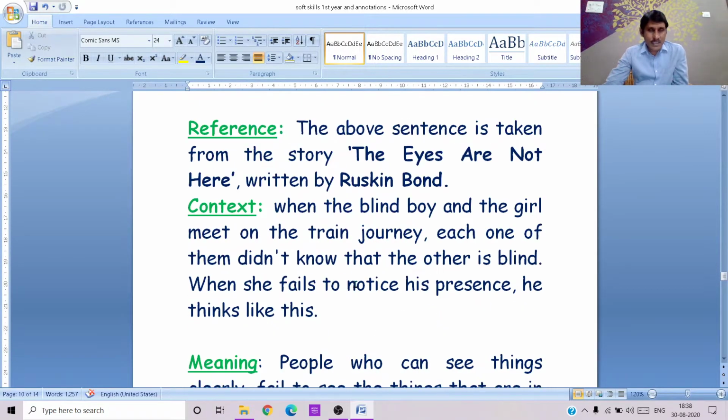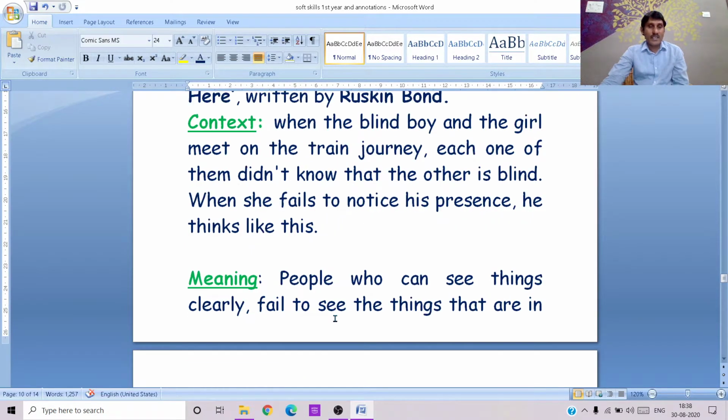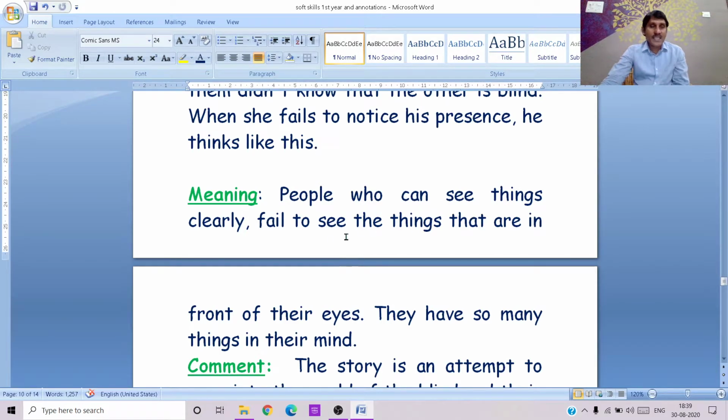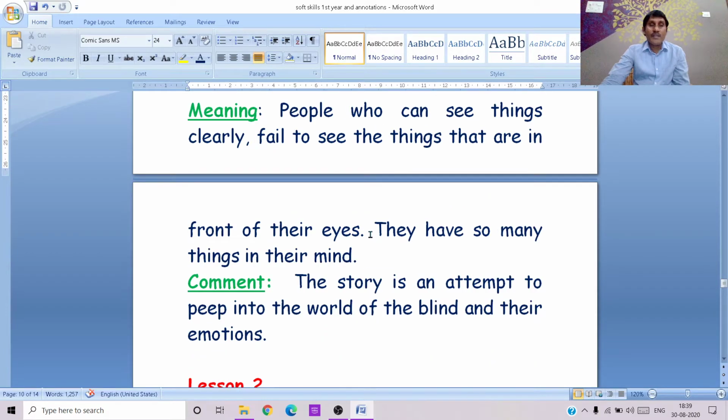Why? So what is the meaning? We explain the context. The blind boy says this sentence to the girl. He didn't know that the girl was blind. Okay, meaning people who can see things clearly fail to see the things that are right in front of their eyes. Generally, ordinary people tend not to see things right in front of them because they are preoccupied with so many things, because all five senses are active.